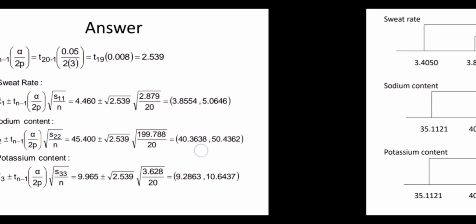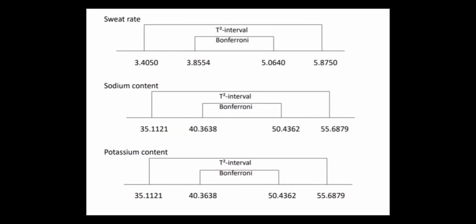Okay, so let's see the difference between the T-square interval and the Bonferroni interval. If you can see, the Bonferroni interval falls within the T-square interval. Right? All of these for Bonferroni fall within the T-square intervals. The two Bonferroni intervals are contained in the rectangular region formed by the two T-square intervals.